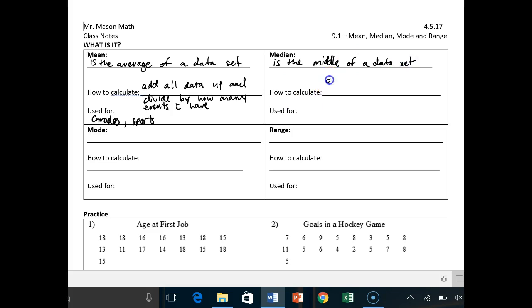And how do we calculate it? We order the data from least to greatest, and we pick the middle, or find the middle.